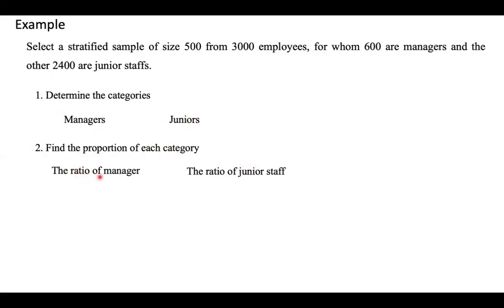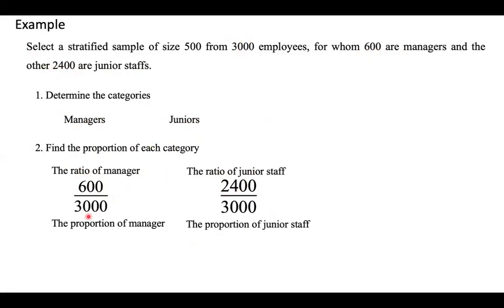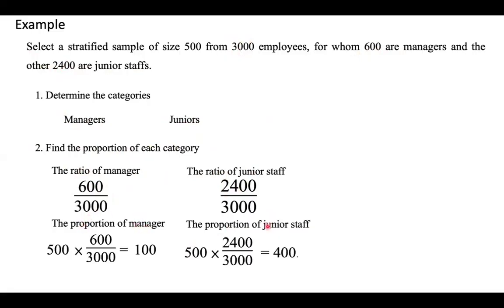But before we do that, we need to determine the ratio. And how do we determine the ratio? That would be 600 managers over the total employees. And then for junior staff, we have 2,400 junior staff over the total amount of employees, 3,000. Then to find a proportion of the manager and the proportion of staff, we go 500 is the sample size that we need, times the ratio to get the proportion of manager. Same thing for the junior staff. So 500 times the ratio of junior staff, then we get the amount of junior staff. If you were to add 100 to 400, you get the total amount of the sample size. And this will be stratified sampling.